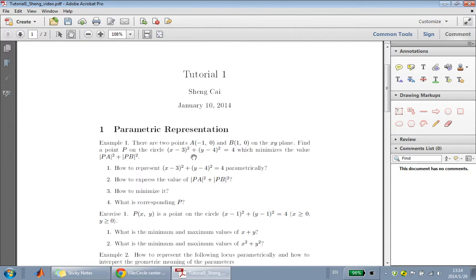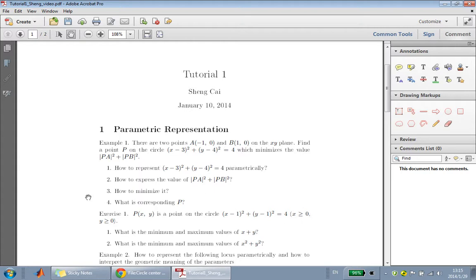So here's example 1. There are 2 points A, B. For A, the coordinates are -1, 0, and for B, the coordinates are 1, 0. There are 2 points on the xy plane. So here the question is, find a point P on this circle which minimizes the value of PA squared plus PB squared.